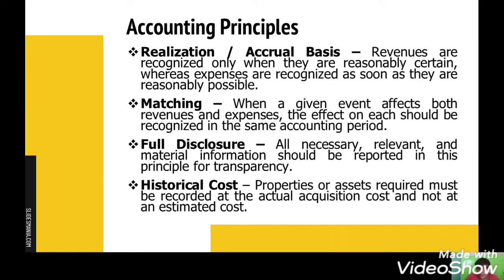And historical costs. So the properties or assets acquired must be recorded at the actual acquisition cost and not an estimated cost. So if you bought the house at 10 million, you have to record it at 10 million, not as an estimate like 12 million or 15 million. I need the amount itself.